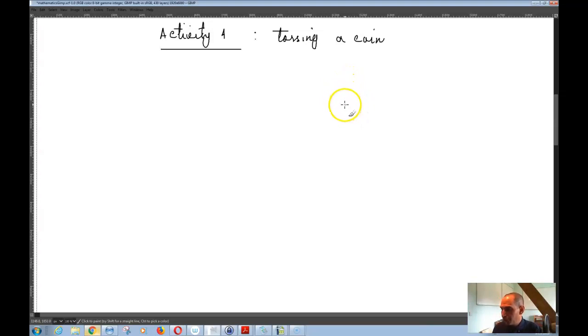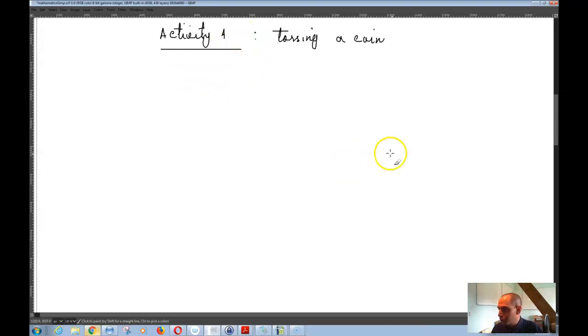And then we wrote down the value of these fractions: the number of times heads came up divided by the total number of times the coin was tossed, and also the number of times tails came up divided by the total number of times the coin was tossed. So this was the basic situation regarding tossing a coin. We tossed the coin, for example, 10 times, recorded all of the outcomes, and then calculated the probability of heads and tails happening.